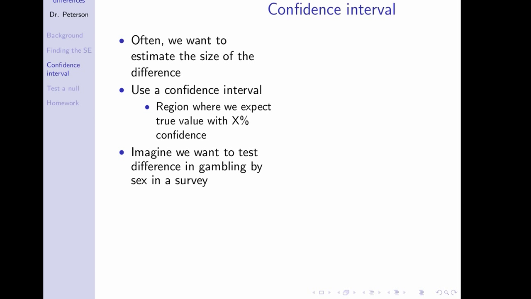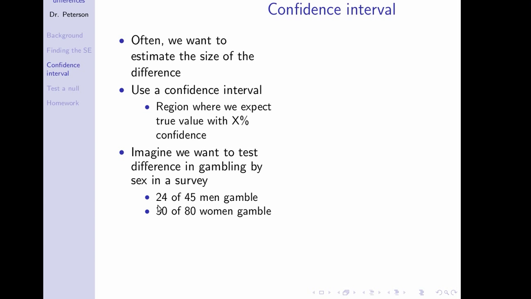So let's start by imagining we want to test a difference in gambling by sex in a survey. We survey a bunch of people and find that 24 out of 45 men gamble and that 30 out of 80 women gamble. Now I want to make a few points about why I chose these numbers. First, note that the sample sizes are different. These statistics do not require that you have identical sample sizes in your two populations.